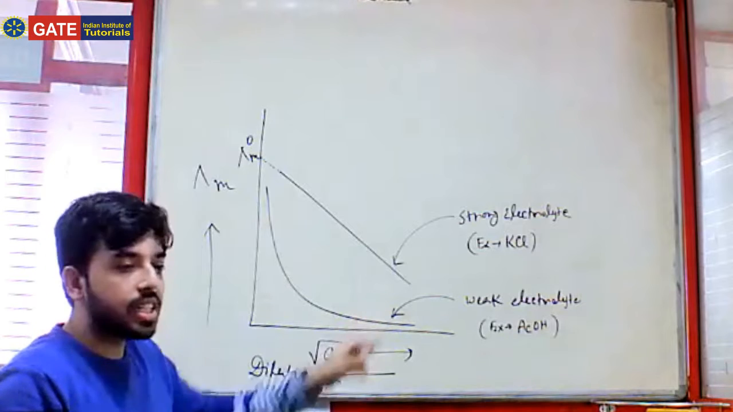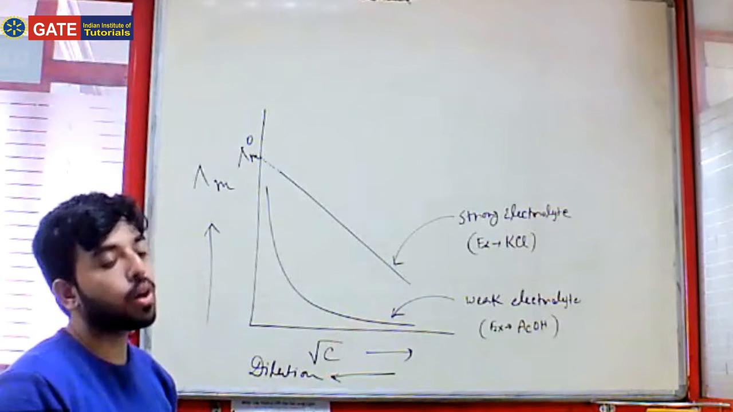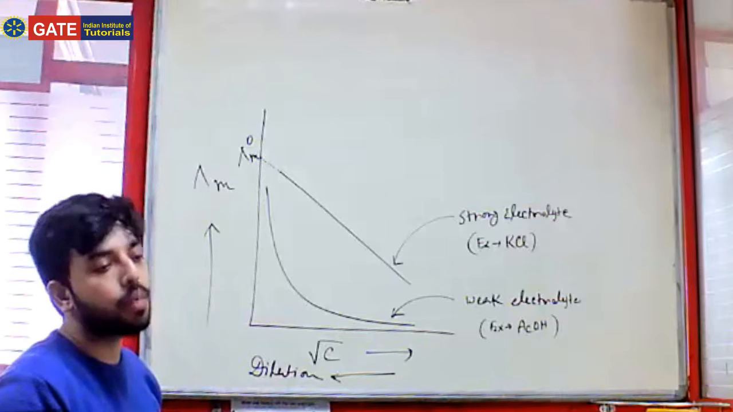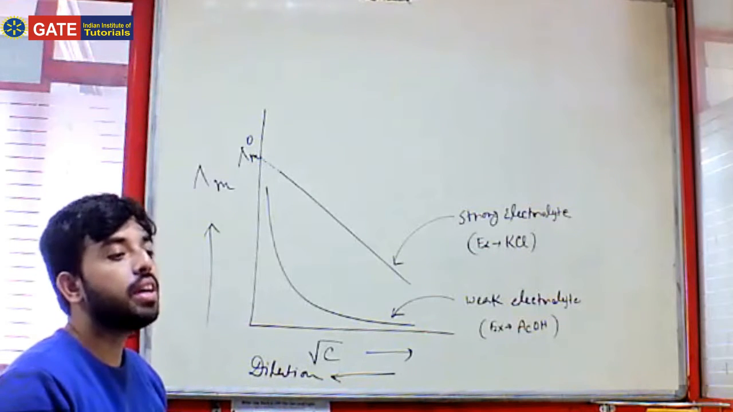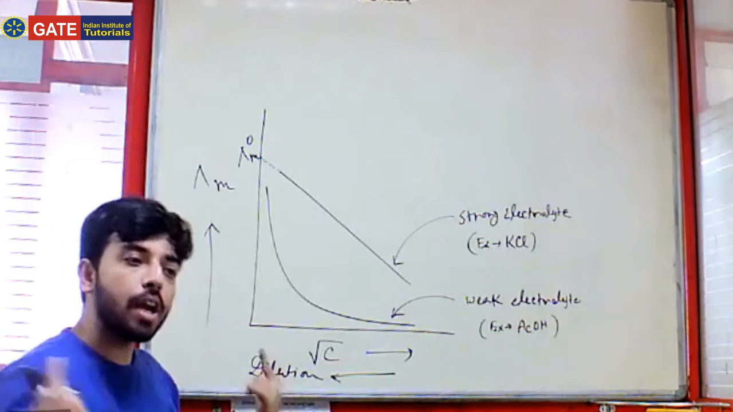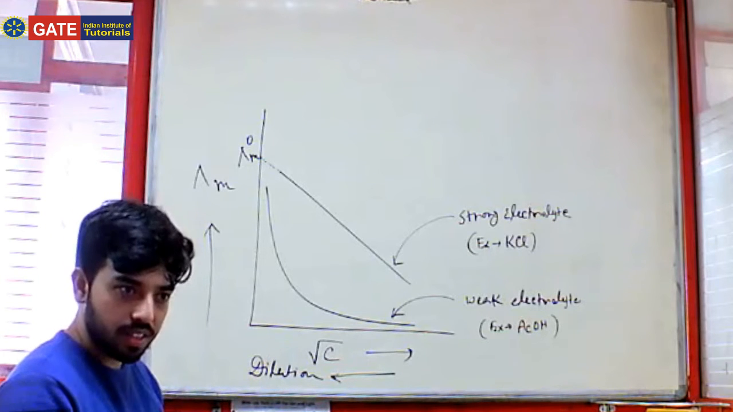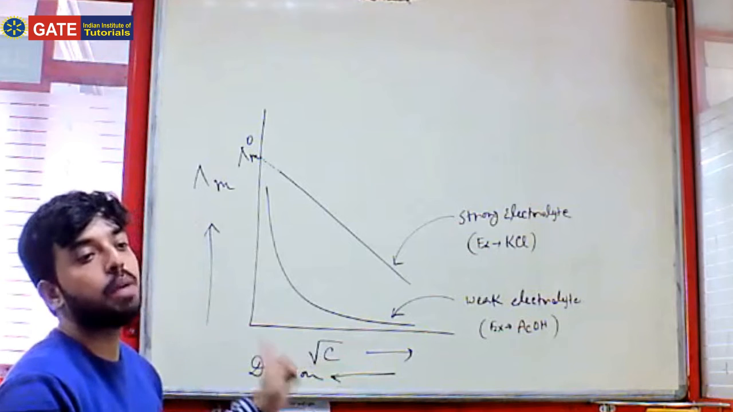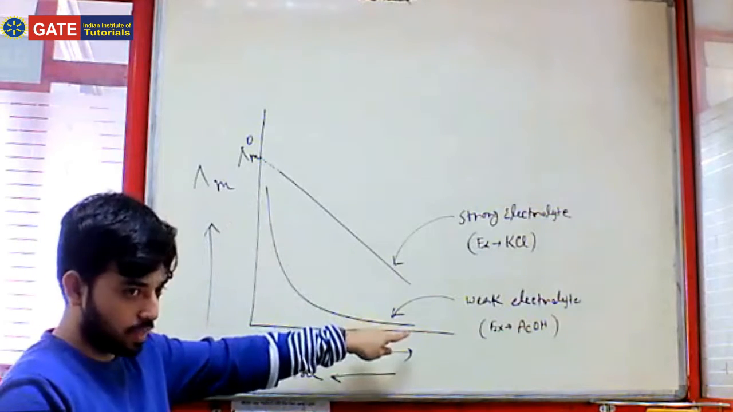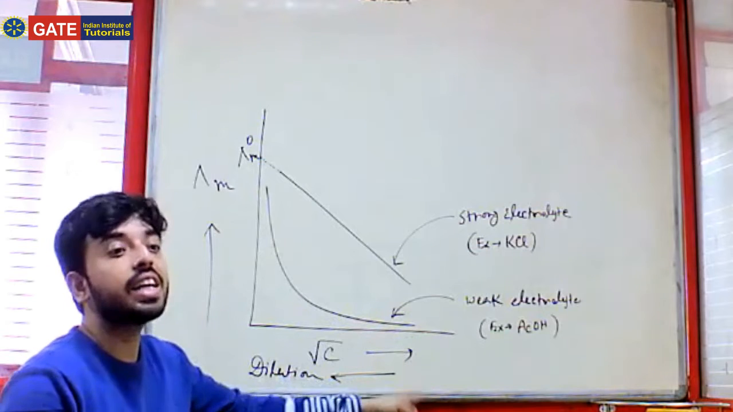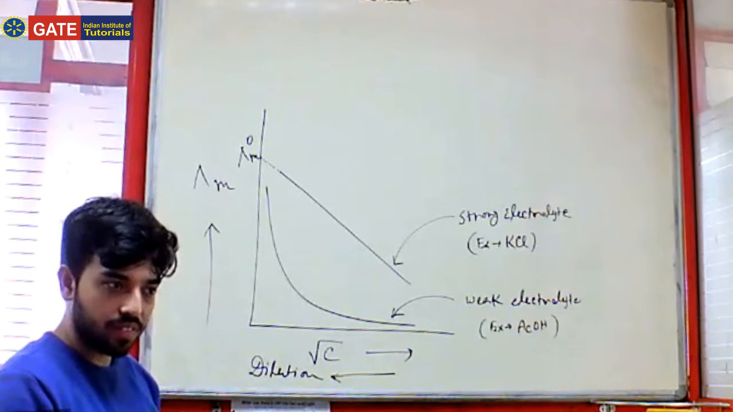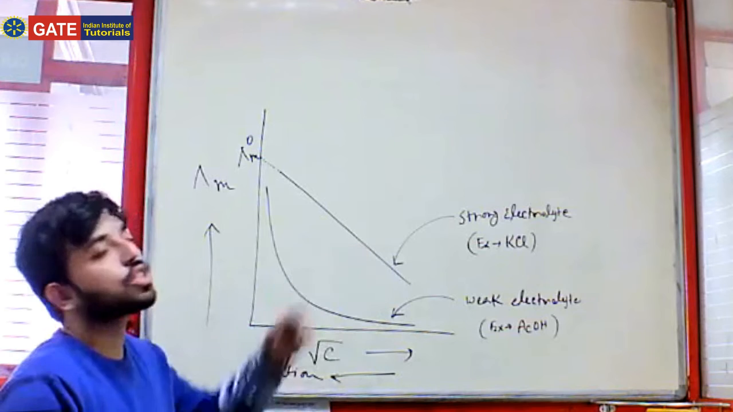For a weak electrolyte, suppose dilution is increasing. Then the number of ions will increase. If you are increasing the dilution, the movement of the ions will be more. It is not like in the concentrated part. If the dilution is increasing, the number of ions increases, so conductivity will obviously increase. In the concentrated part, the movement of the ions is compact for a weak electrolyte. Is that clear? What about the strong electrolyte?